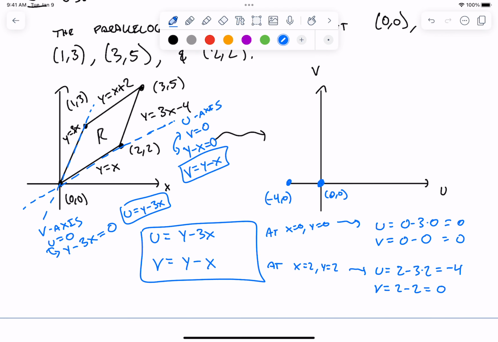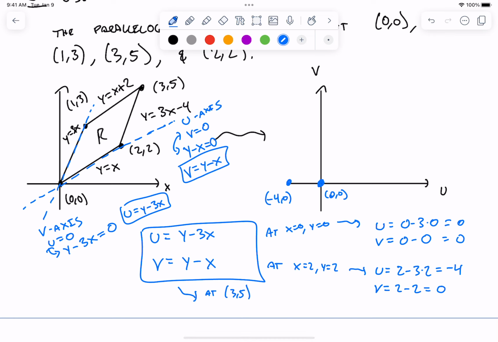Let's plug in our next point here. What's our next point? Let's do (3,5).